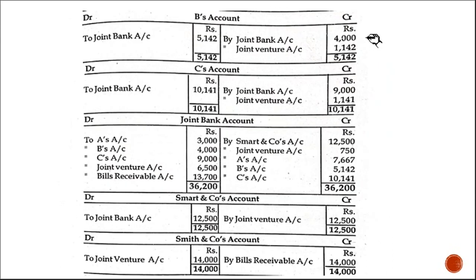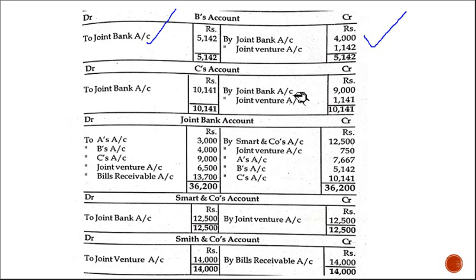B. Credit side means the business has to pay B. Debit side means B has taken from business. Here nothing is taken. So B, joint bank account. He introduced the capital 4,000 and he has to get the profit 1,142. So total he has to get 5,142. So B's account debtor to joint bank account 5,142.